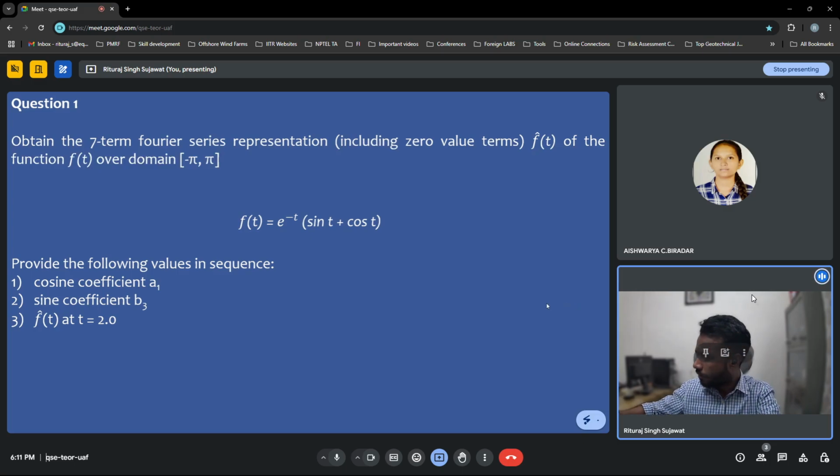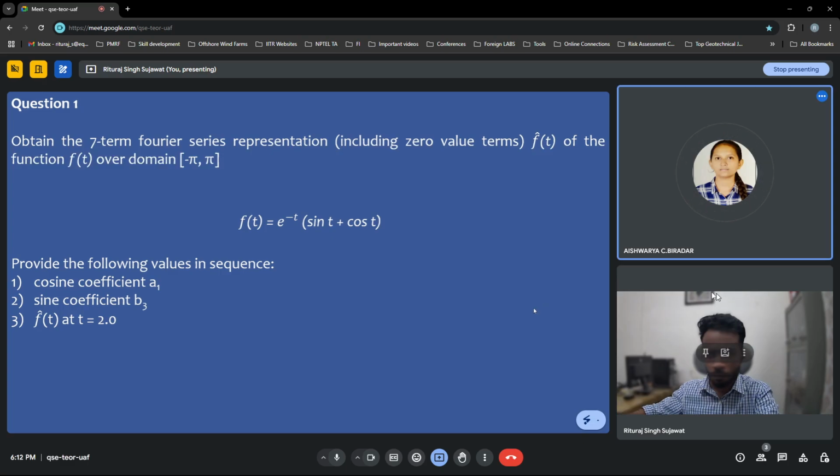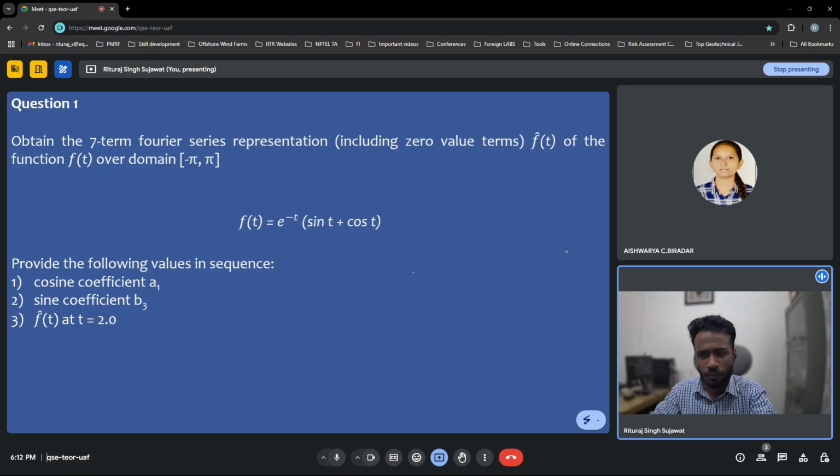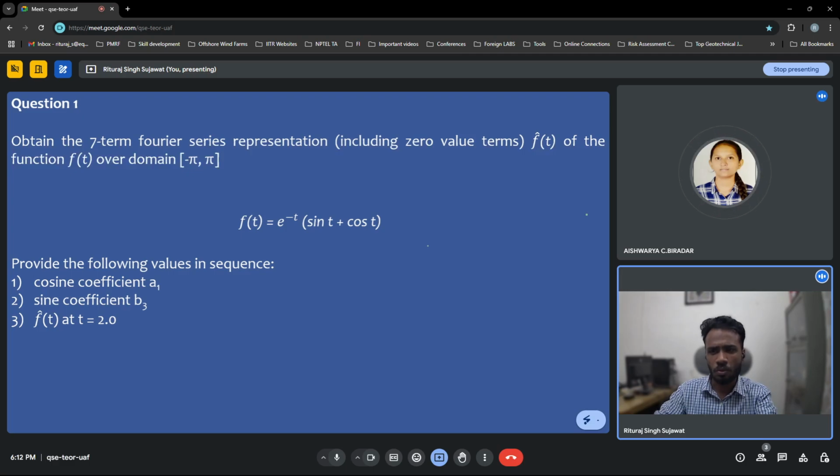Yeah, hi Aishwarya. Hello. We have started with this week's session. This week's session is particularly meant for handling Fourier series analysis problems, that is, how we can represent any function using the Fourier series. This is the first question available with you. You can try that, or if you have any particular query, we can also discuss that.